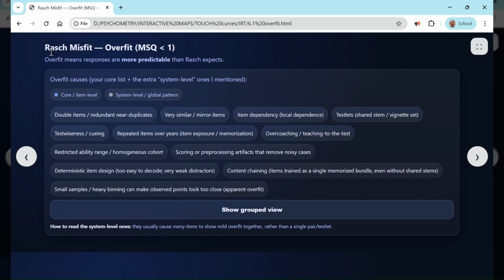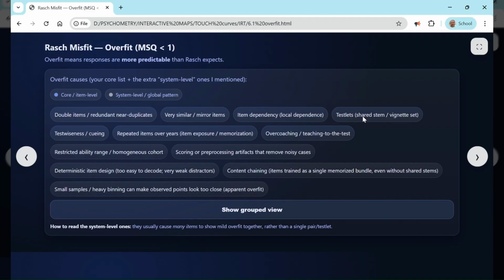So let's see Rasch misfit, which will go to overfit now first. The cause of the overfit is usually redundancy, in which questions are repeated or nearly duplicate questions, very similar mirror items, or there is item dependency, that one question will lead you to guess the correct answer of the other question. So it's easy. They are a predictable set. If the set is predictable, it will cause overfit.